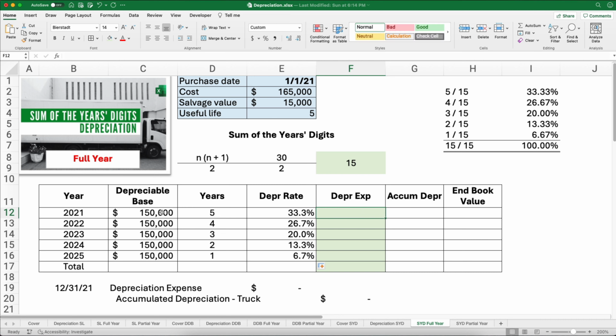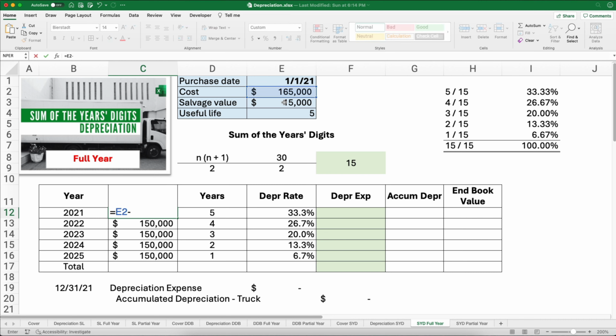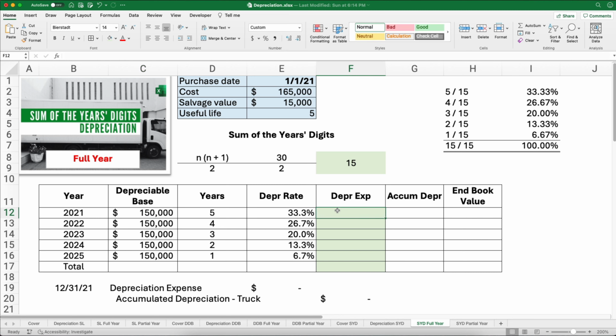So what's our depreciation expense? Well, how do we get our depreciable base? Well, it is 165,000 minus the 15,000, and then I copy that all the way down. All right, so what is our depreciation? 150,000 times the 5 over 15, which is 33%, so that's 50,000. I'm going to take the 150,000 times 26.7%.